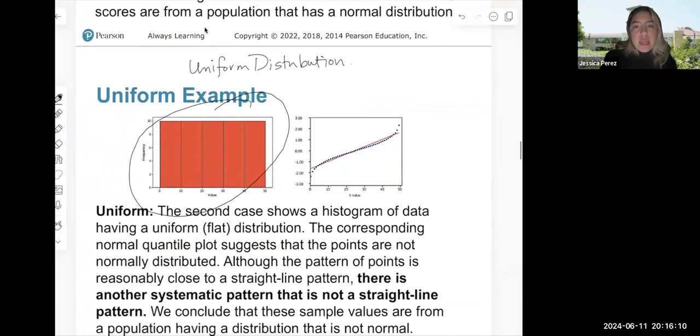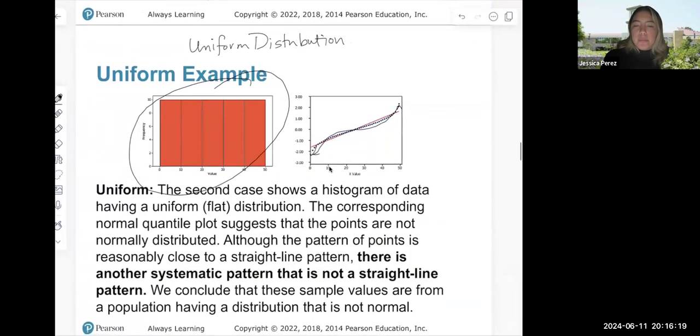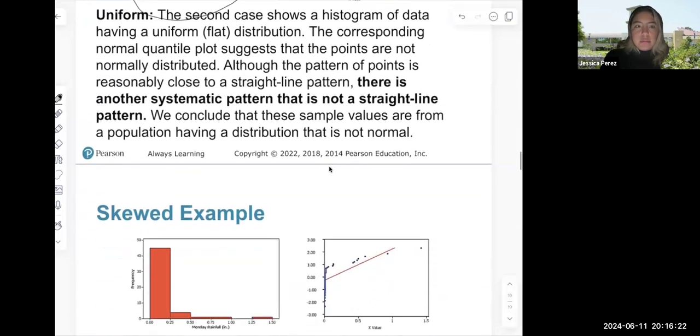And then look over here. Look at the systematic pattern, but look at this. Notice that it has some curvature. This is not normal. It does not follow a straight line.